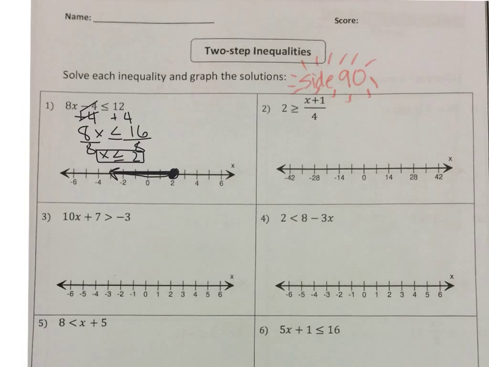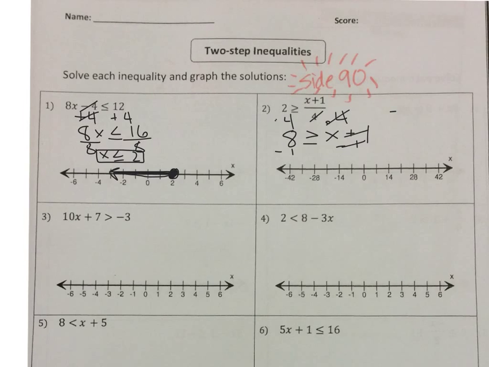Number 2 gets a little harder. To unlock the x plus 2, we're going to have to multiply both sides by 4 immediately. Those will cancel out, unlocking x plus 1 on the right. And we still have 2 times 4 over here, which is 8. Subtract 1 from both sides.